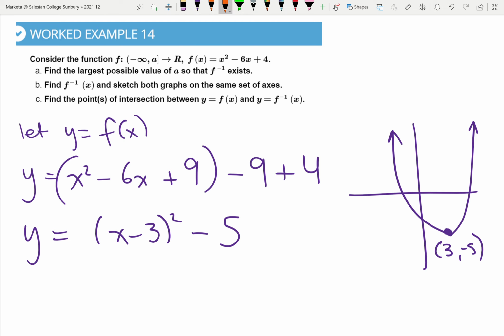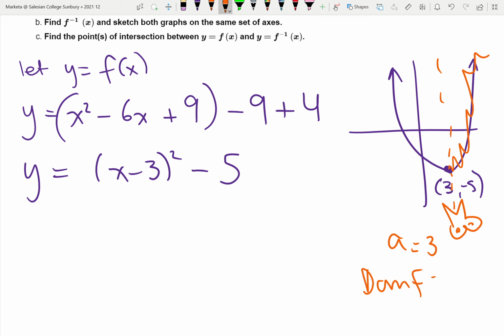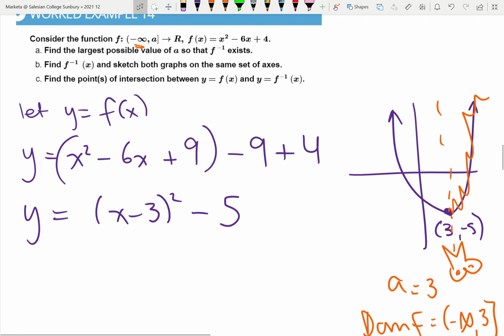And what we see is if we want to restrict this and go from negative infinity, then we're going to be cutting off that part. So our value of a, the largest x value we can have for a one-to-one function, is going to equal 3. So our new domain of f, may as well write it in straight away, is negative infinity to 3. And well, why not write the range while we're at it? So the range is going to be from negative 5 to infinity.